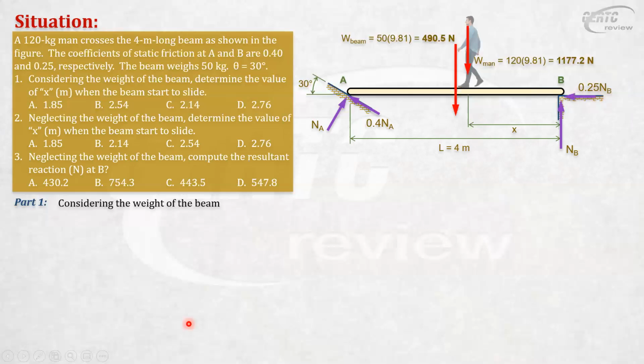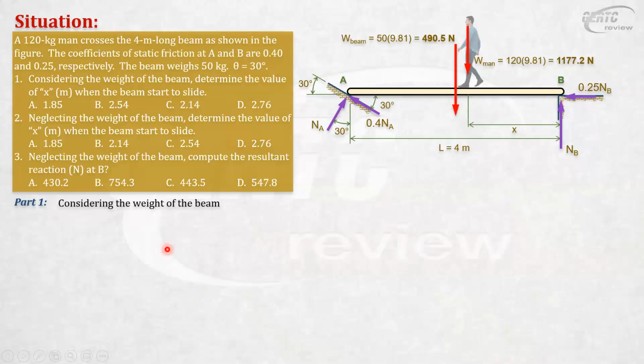So we have now the reactions. Then we know the angle of this one here is 30 degrees. The angle of the 0.4 NA friction is 30 degrees to the horizontal. The NA is 30 degrees to the vertical. Be careful in getting the angle. You might make a mistake on that, and that's the worst that you can do. Many people make mistakes there. So we have now the angles.